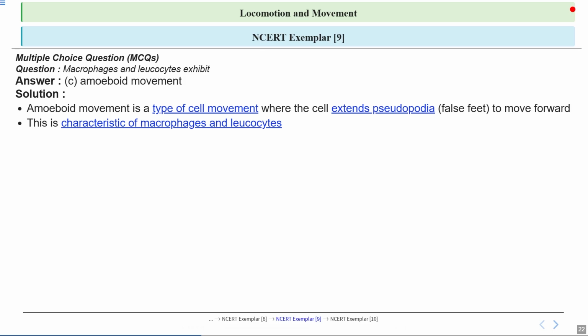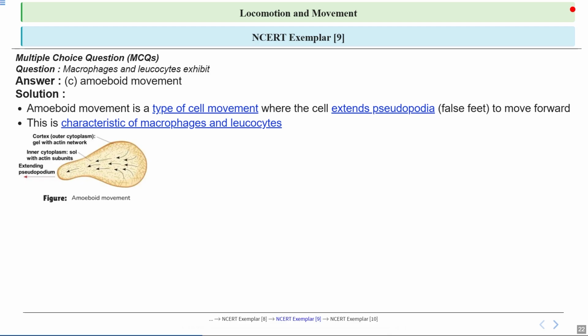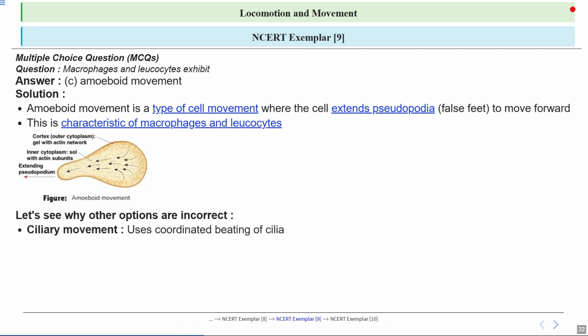So, macrophages and leukocytes, particularly neutrophils and monocytes, play a vital role in defending the body against infections by recognizing, engulfing, and breaking down foreign particles and bacteria. So you can see the extension of pseudopodia, which is responsible for the movement, and this picture overall is showing amoeboid movement, which is generally caused by the pseudopodia, or we can say false feet. Okay, it helps them to move forward. Let's see why other options are incorrect.